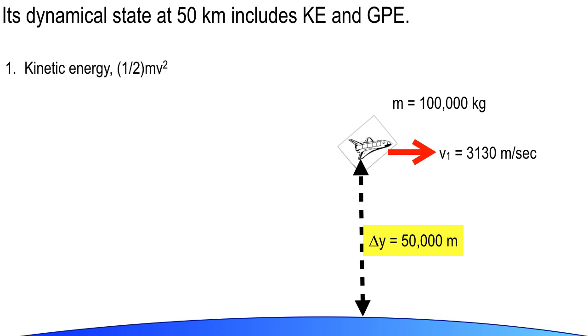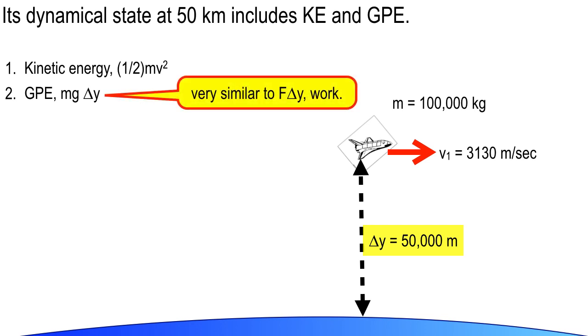Now, kinetic energy is 1/2 mv squared. GPE is mg times delta y. That's the energy that you stored on the way up when they burned those rockets. It took all the energy of those big booster rockets to get them up this high, and in fact all the way up to orbit. Now we're recovering some of that potential energy, mg delta y, and it's going to convert into kinetic energy if we don't slow down with friction in the atmosphere. But that's what the space shuttle does. It loses a lot of energy through friction. So this is very similar to F delta y, the work.